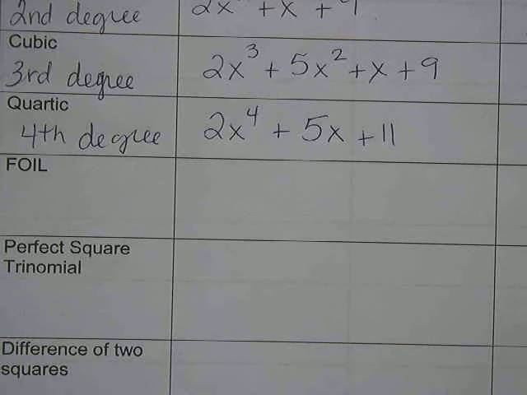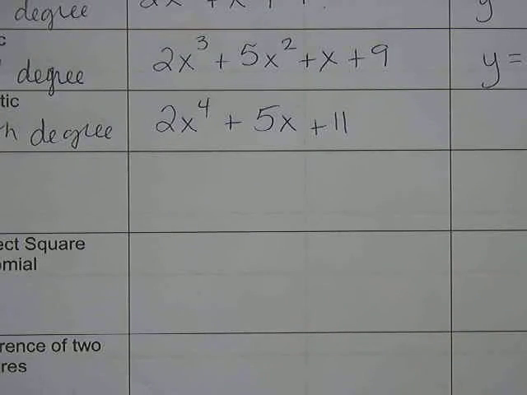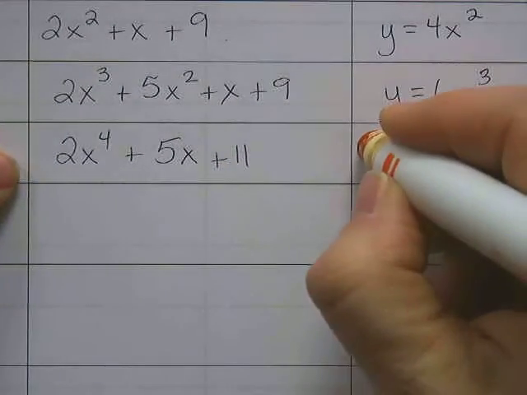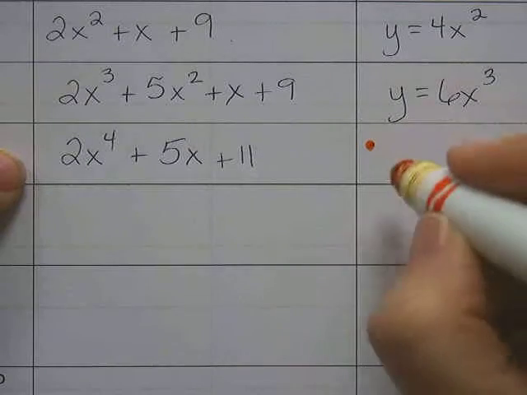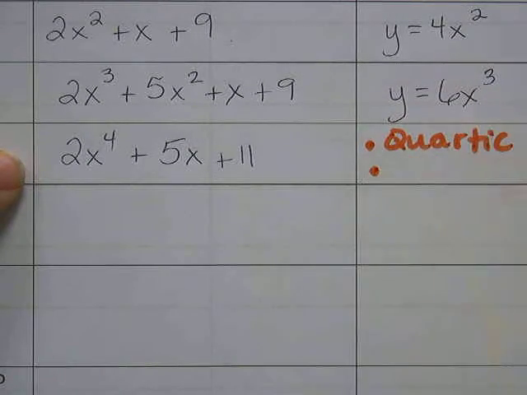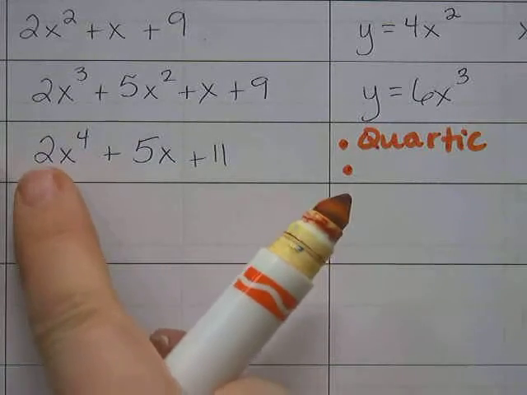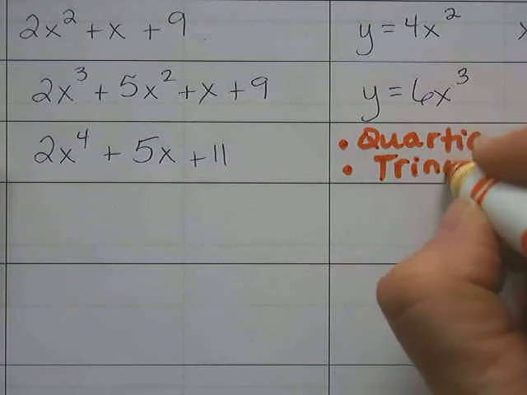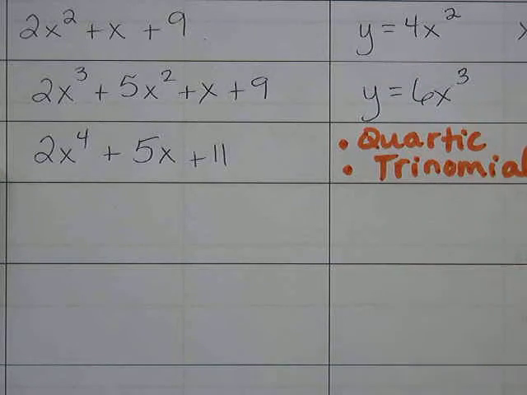Now, we sometimes combine all of these together. So in this instance, if you had to identify this polynomial, you would identify it by its degree. So we would say it's a quartic, and by the number of terms it has. So it has 1, 2, 3 terms. So it's called a quartic trinomial.